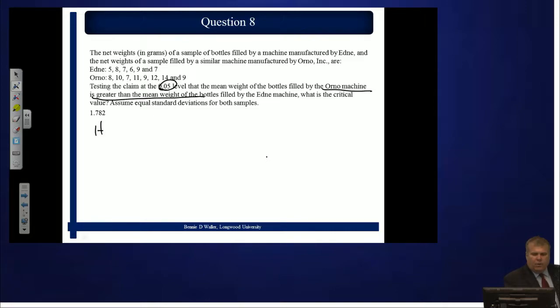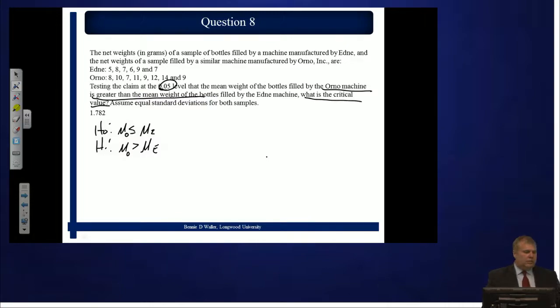So now we know we've got a one-tailed test. So we're saying that the mean weight filled by Orno is greater. So O is greater than E, and O is less than or equal to E. What is the critical value? Assume the standard deviations for both.